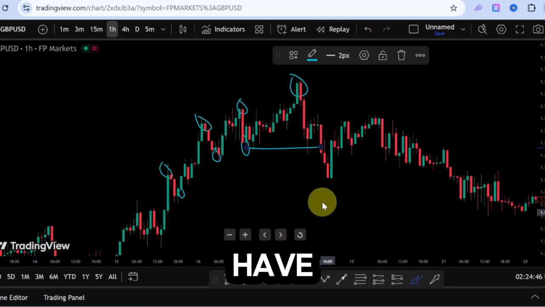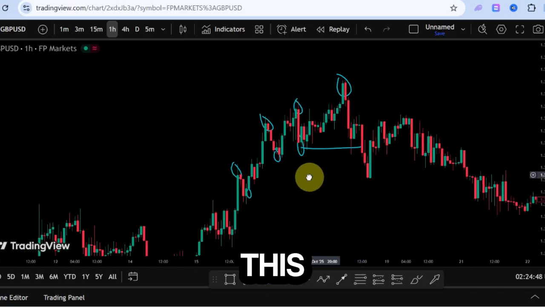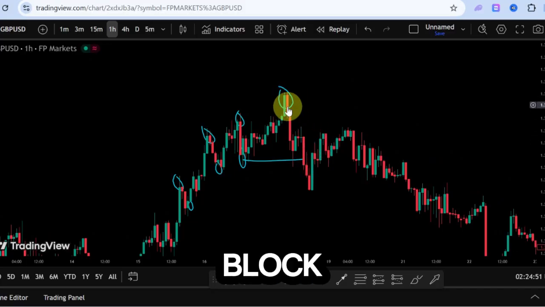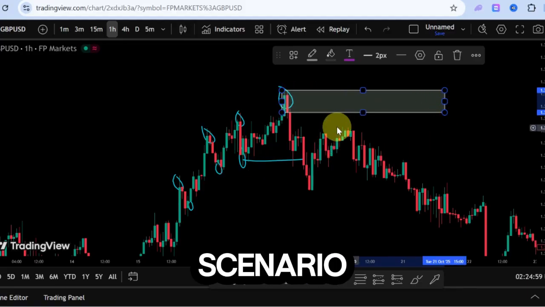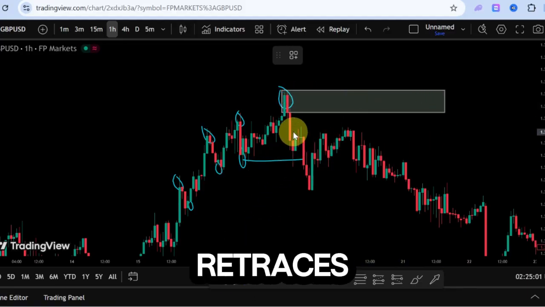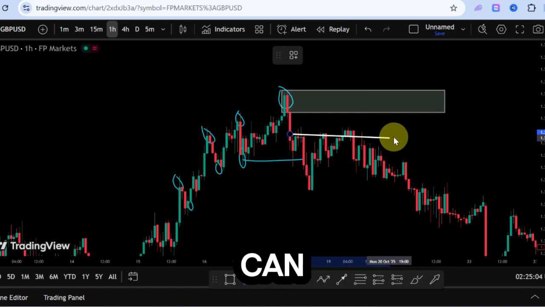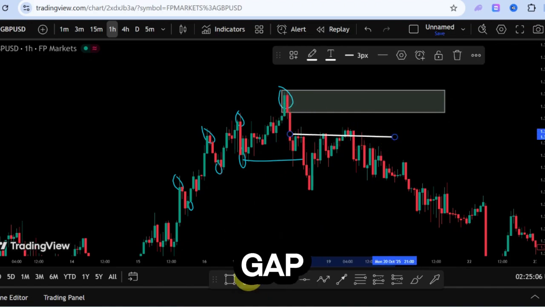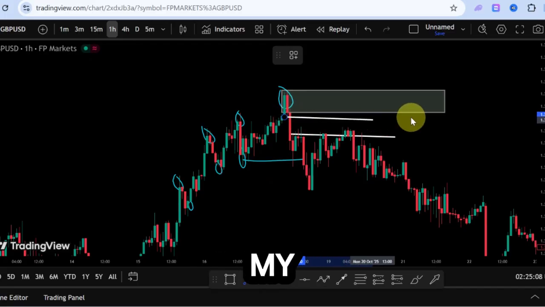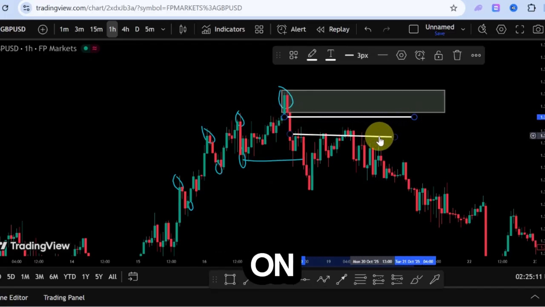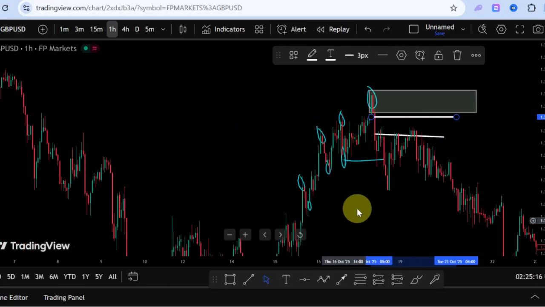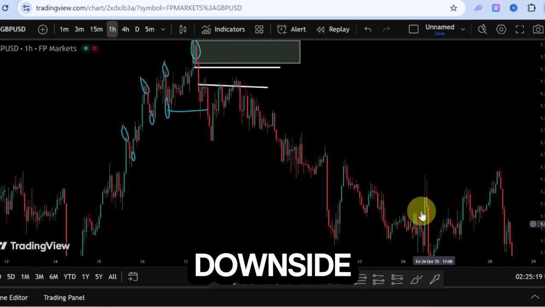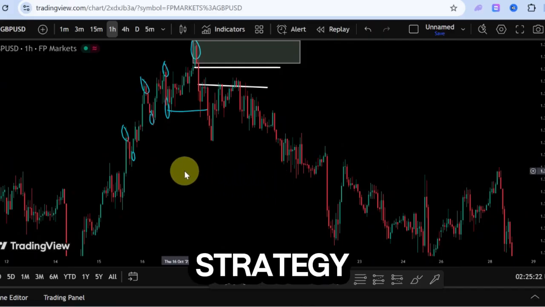Just like I said, the market will have to retrace backward either to the order block, which in this particular place should be this candlestick, or to a fair value gap. In this scenario, what price did was retrace back to the fair value gap, and you can see this piece right here is the fair value gap. If you don't know what a fair value gap is, watch my video on fair value gap. As the price retraced back to the fair value gap, from here it made a drastic move to the downward side. So you guys can see this particular strategy works great.